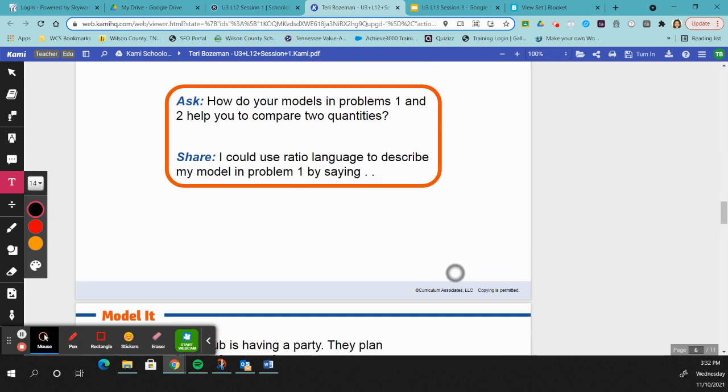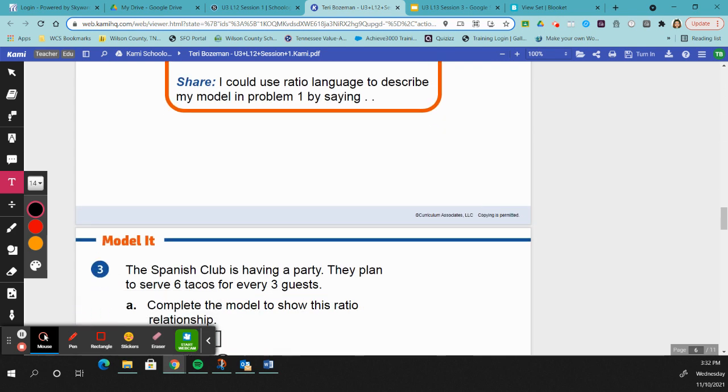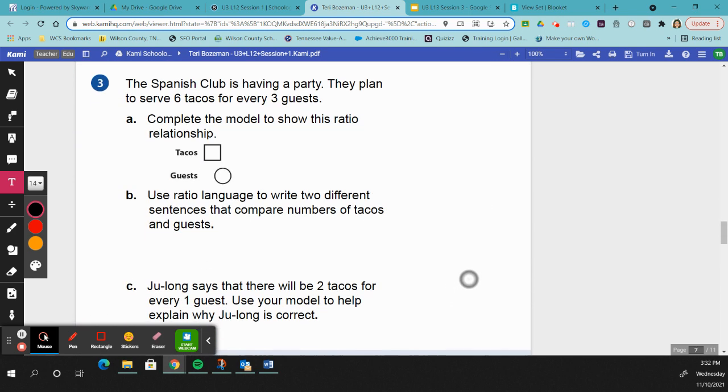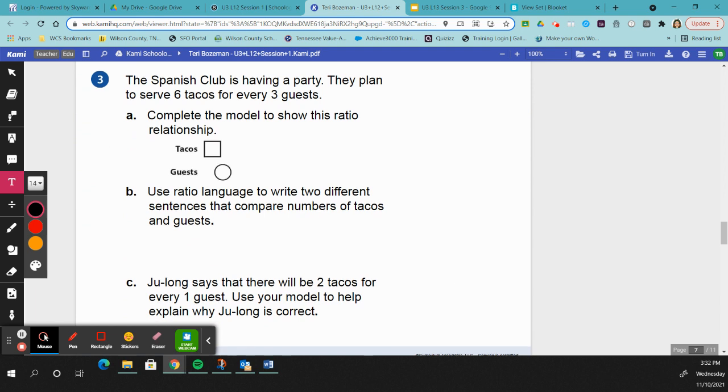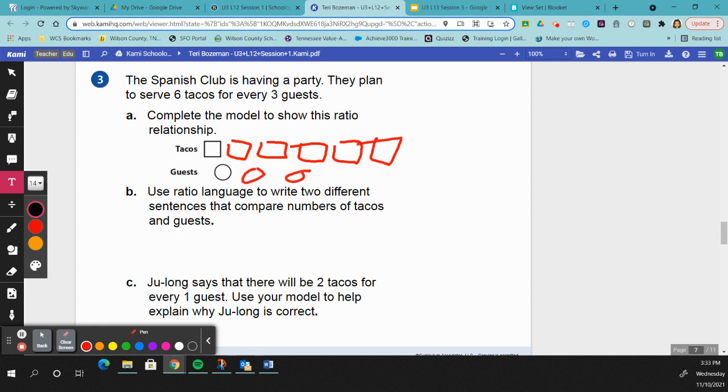All right, we are going to skip over the discuss it and move on to the model it. The Spanish Club is having a party. They plan to serve 6 tacos for every 3 guests. So we have 1 taco represented in our model, but we need 6. And it's for every 3 guests, so we need 3 circles to represent our guests. Use ratio language to write 2 different sentences that compare number of tacos to guests.